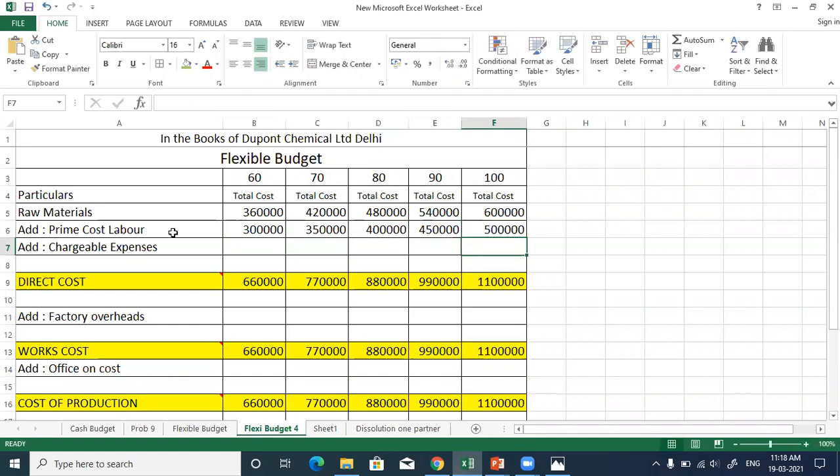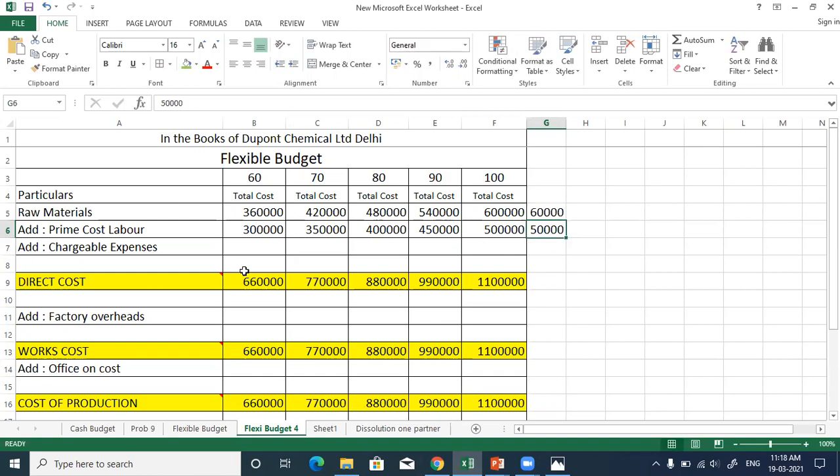So prime cost labor, every 10% it will be increasing by 50,000. So 3 lakhs will become 3,50,000, and then 4 lakhs, then 4,50,000, and 5 lakhs. You are increasing by 50,000 at every level. And here we were increasing at every 60,000 level.